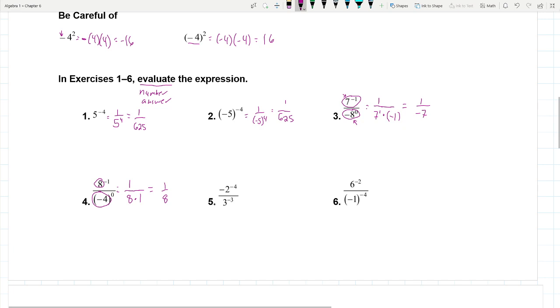All right, number 5. Again, working separately from each other. This 2 is the base, and this 3 is the base. The negative isn't being influenced by the exponent. And so I go, okay, this 2 is to the negative 4, so this is negative 1, because we're getting rid of the stuff on top, that negative stays, over 2 to the 4th.